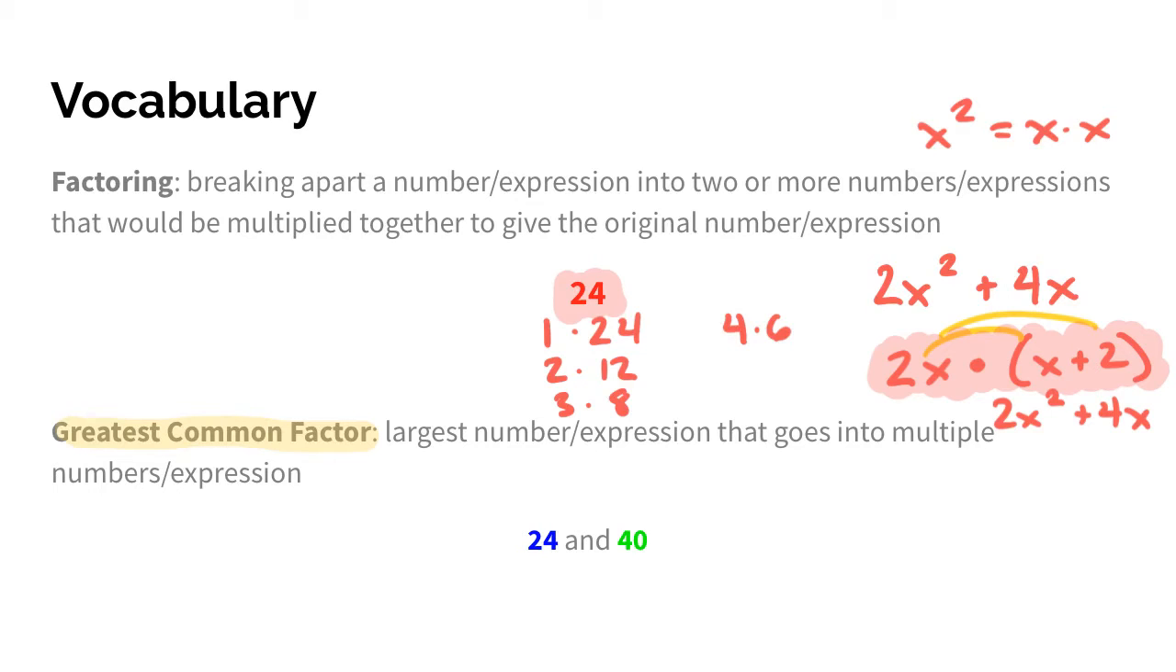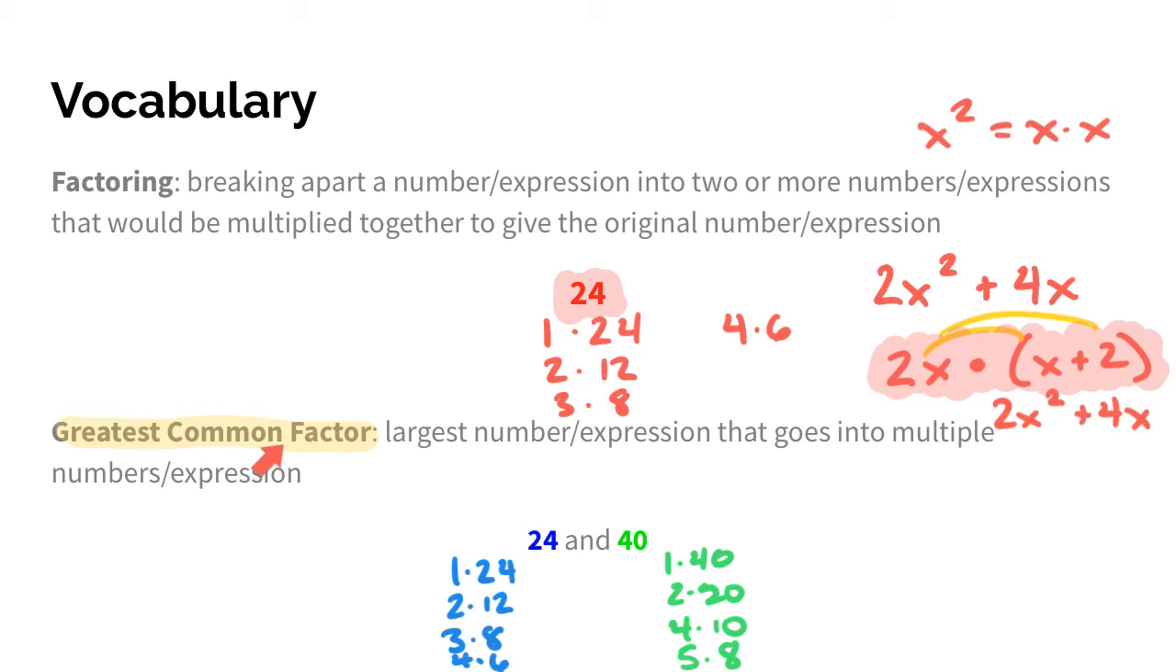So think of 24. I already did the list for 24, so we know it's 1 times 24, 2 times 12, 3 times 8, 4 times 6. And for 40, I would have 1 times 40, 2 times 20, 4 times 10, and 5 times 8. So I have here two lists of factors, factors of 24 and factors of 40.